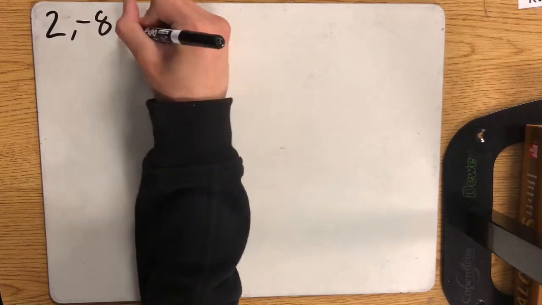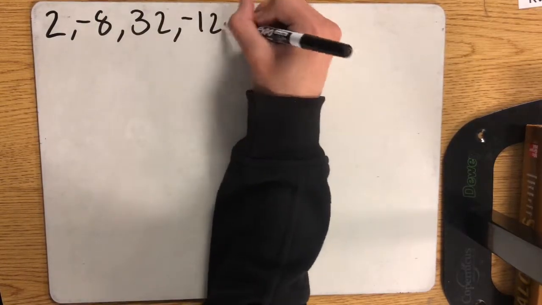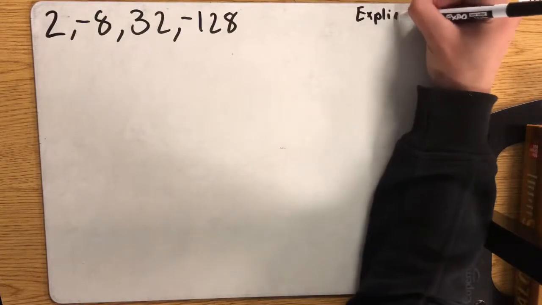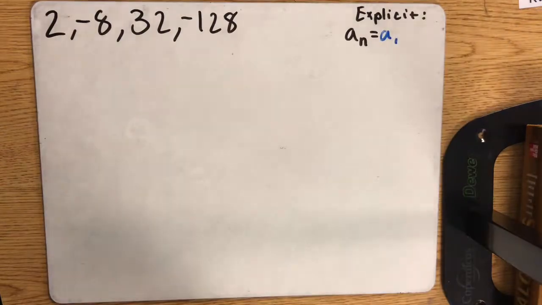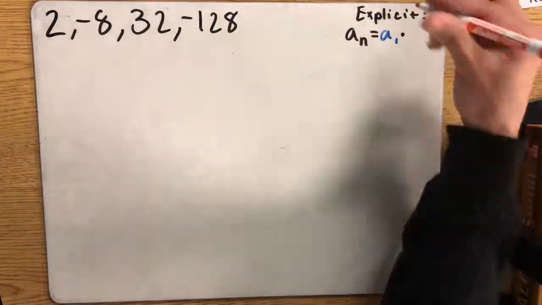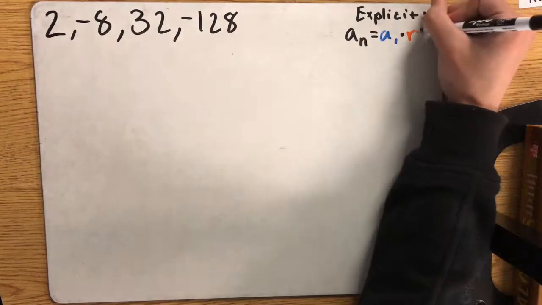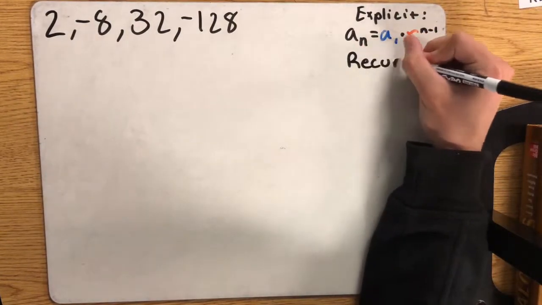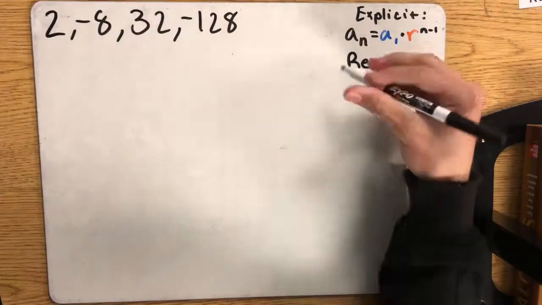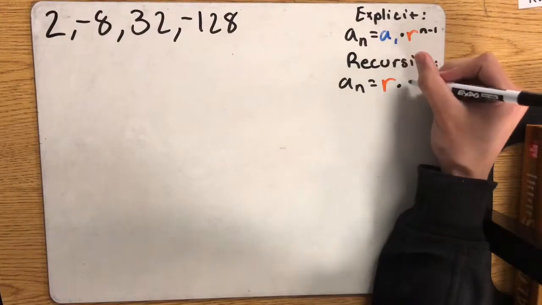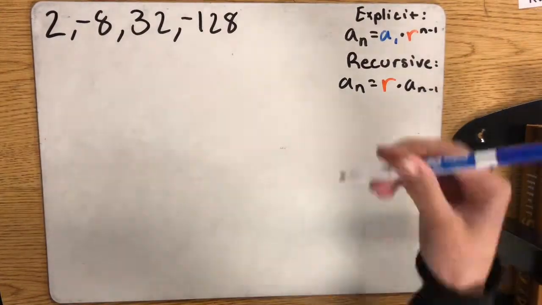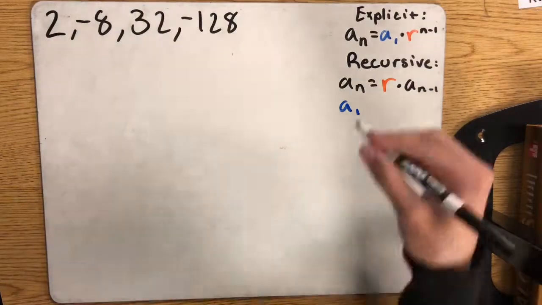Our second geometric sequence will be 2, negative 8, 32, and negative 128. Our explicit formula will be a of n equals a of 1 times r to the power of n minus 1. Our recursive formula will be a of n equals r times a of n minus 1, with a of 1 being equal to the first term.